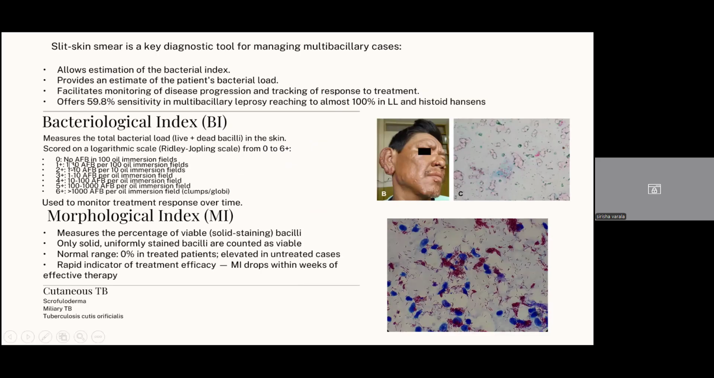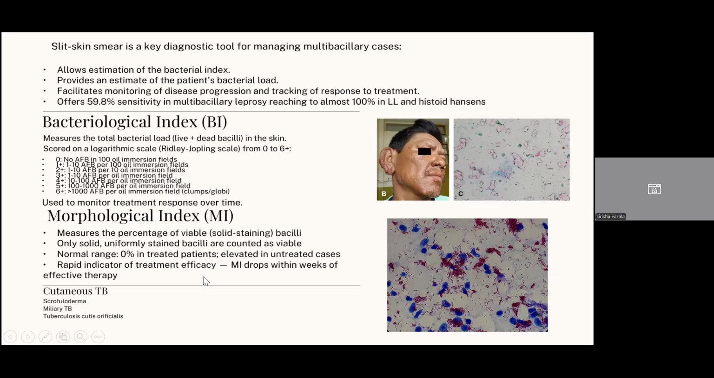So calculating BI index is something that we all must know. BI will calculate both the live and the dead bacilli in the skin, and they are scored on a logarithmic scale called the Ridley-Jopling scale from 0 to 6 plus. Whereas MI is only the viable solid staining bacilli. But MI is a rapid indicator of treatment efficacy.